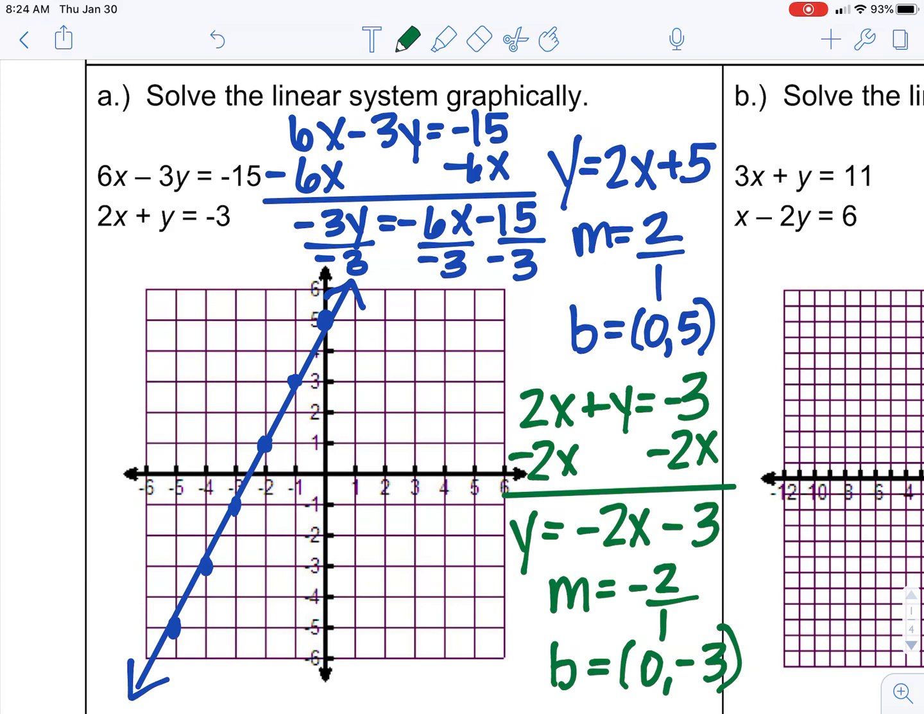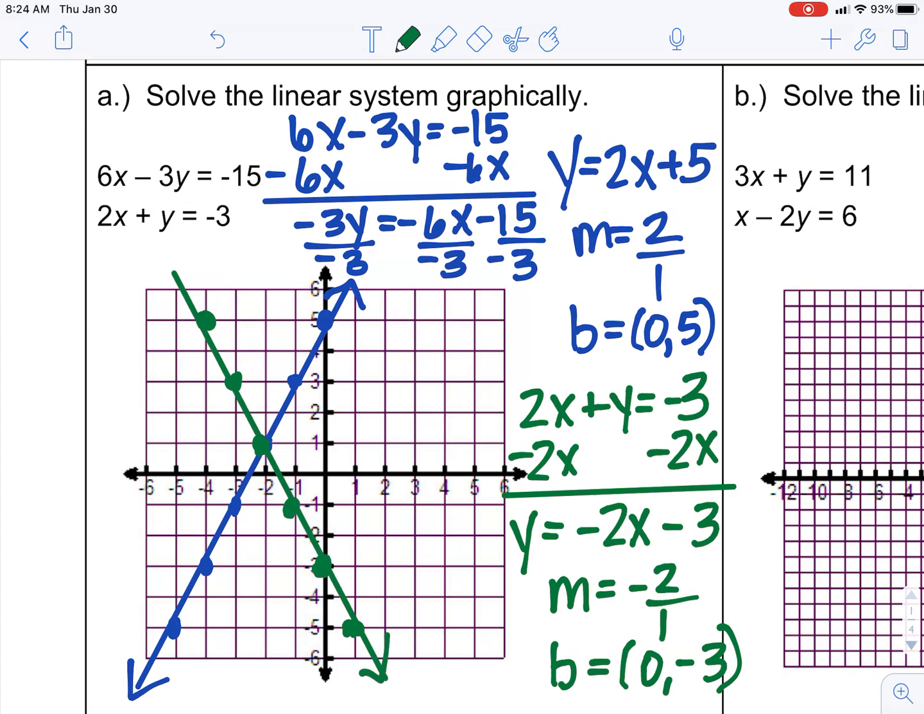When I place this on the graph, I'm going to go from the origin down to negative 3 for my y-intercept, and then I'm going to graph it down 2 and right 1, and I obviously run off the graph. So then I have to go in the opposite direction, up 2 and left 1, and I'm going to do this all the way up my graph until I run out of space.